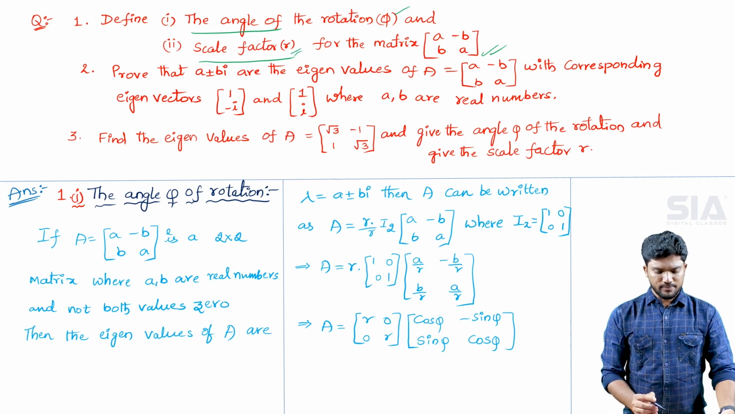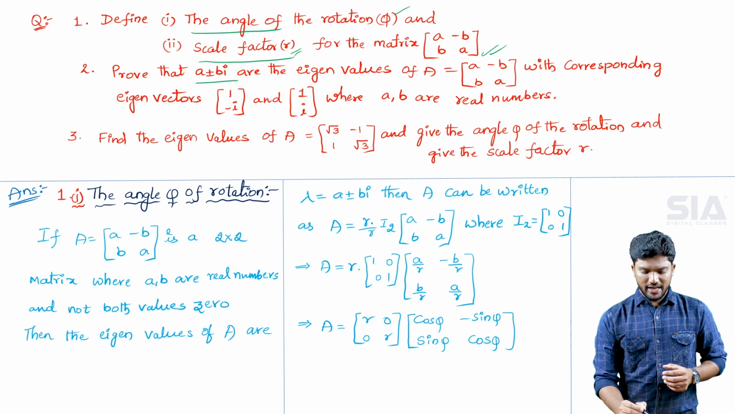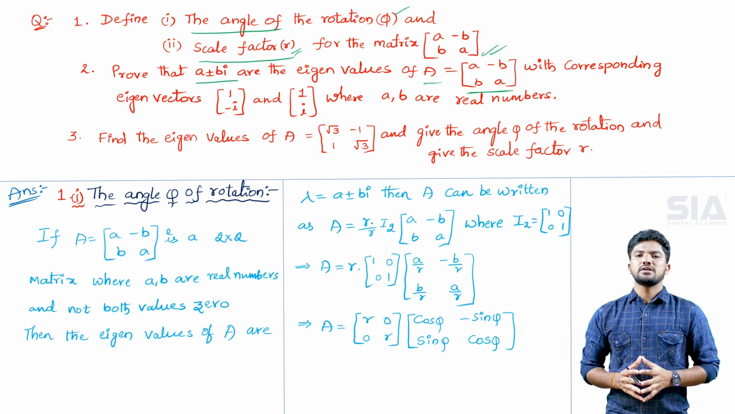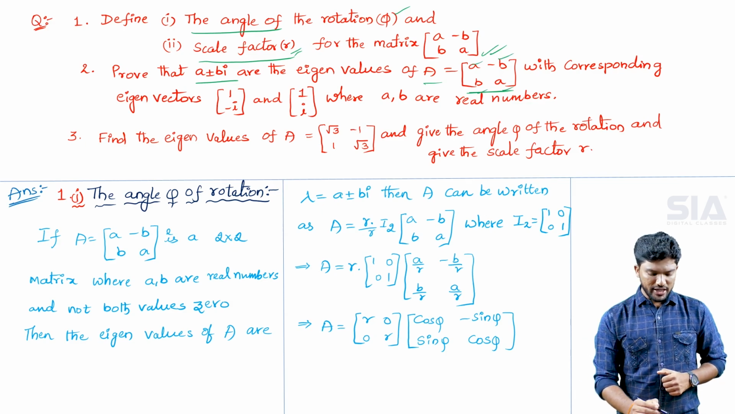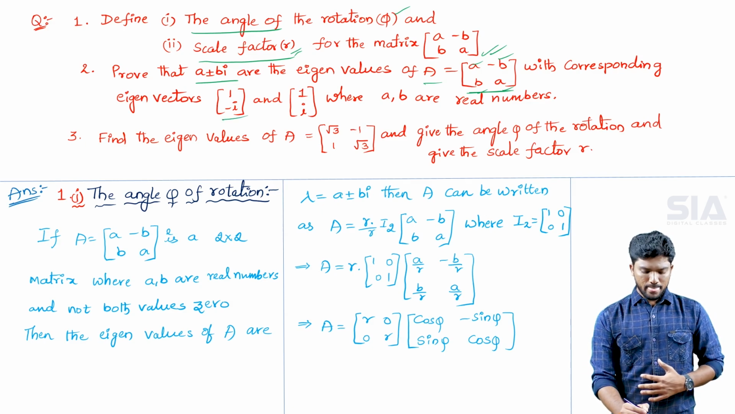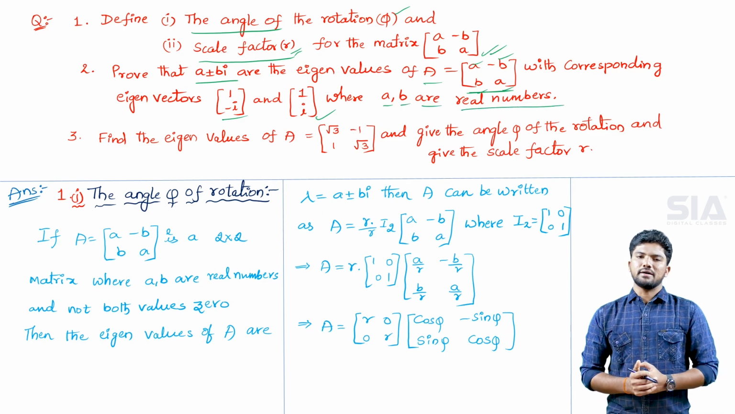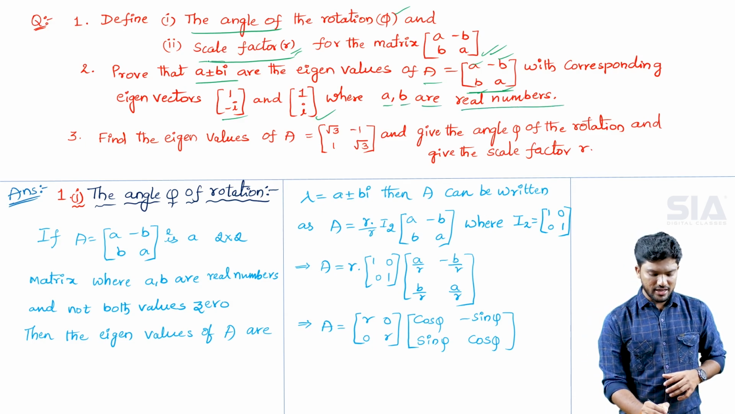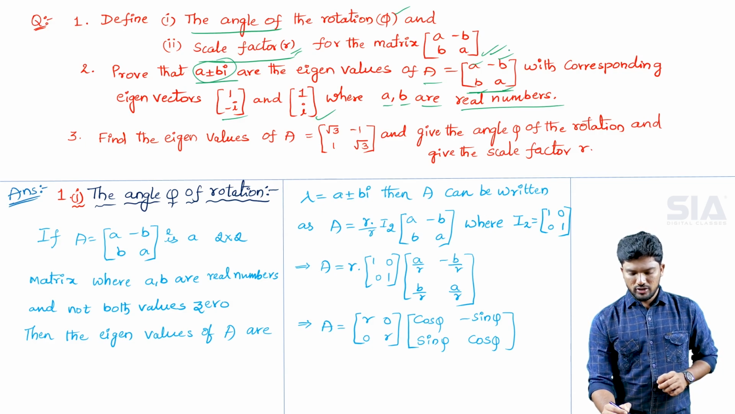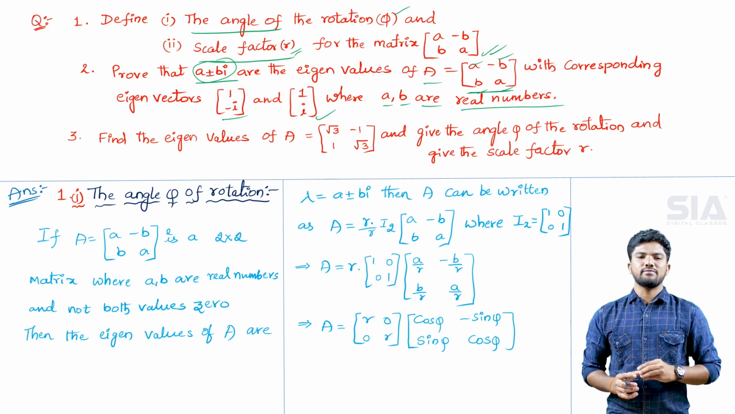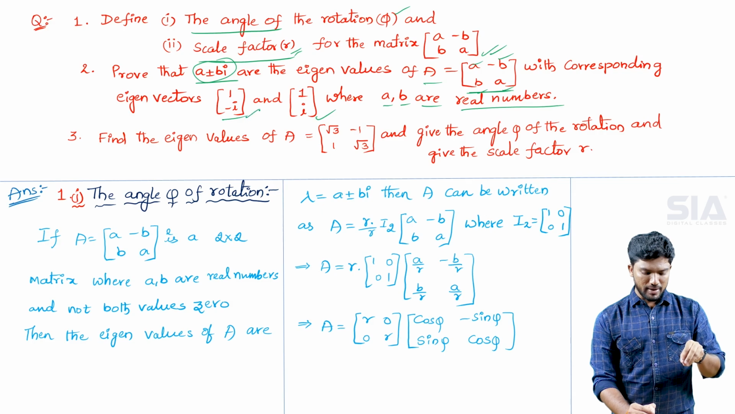Next, the second question is: prove that a plus or minus bi are the eigenvalues of a 2 by 2 matrix of the form [a, -b; b, a] with corresponding eigenvectors (1, -i) and (1, +i), where small a, b are real numbers. Okay, that is the second question. Here you can observe that a plus or minus bi are the complex eigenvalues for the given 2 by 2 matrix capital A. For these complex eigenvalues, we have to show that the corresponding eigenvectors are (1, -i) and (1, i).